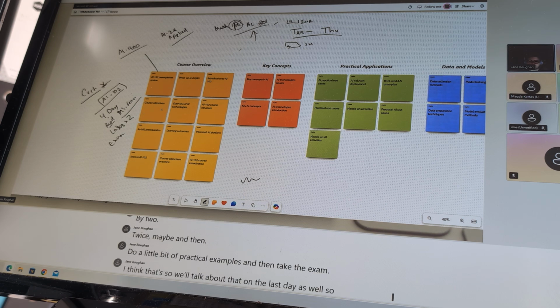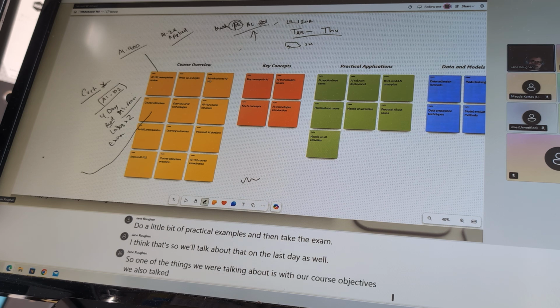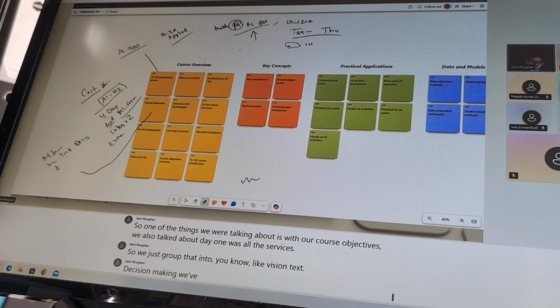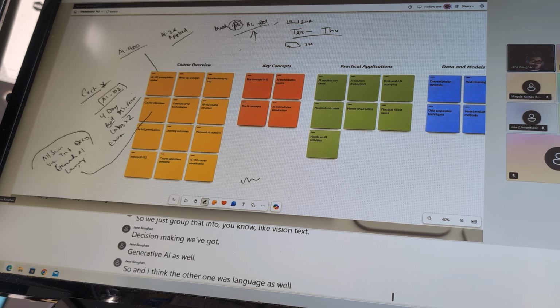So one of the things we were talking about is our course objectives. We also talked about day one, which was all the services. We just grouped that into vision, text, decision making. We've got generative AI as well, and I think the other one was language as well. So we had a whole lot of different things that we were looking at there.